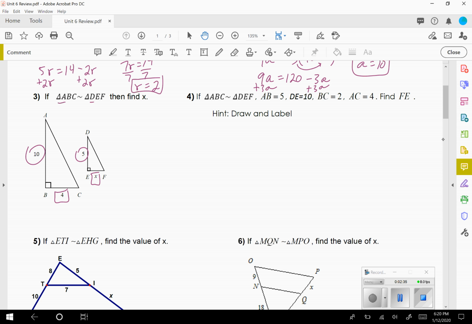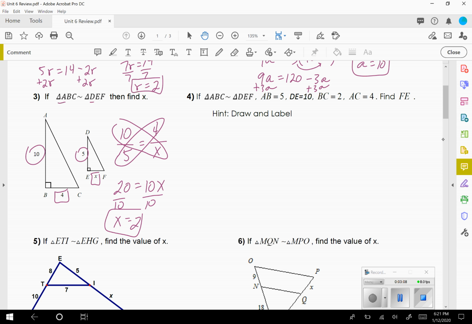So we have 10 from the big one over 5 from the small one. So we did big over small. So over here we have to do the same thing, but we have to use the other side. So 4 from the big one matches with the x on the small one. And do your cross products. 5 times 4 is 20. 10 times x is 10x. Divide by 10. So x is 2. And there we go.